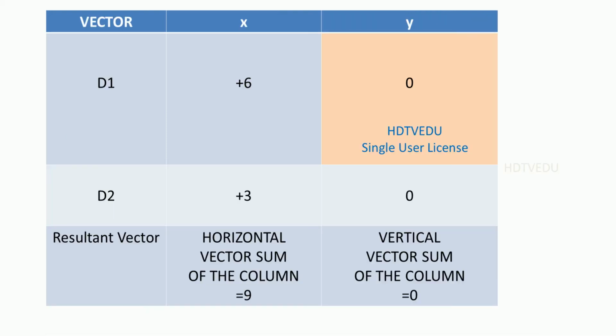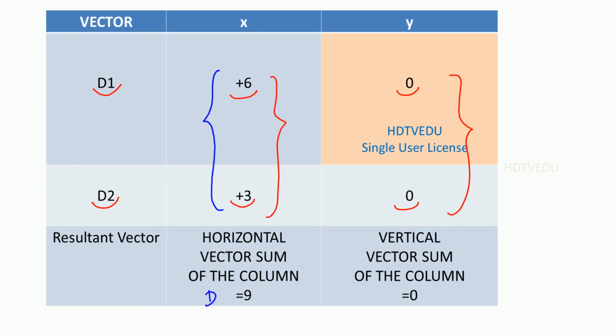So we can put all these into a table. We take the vector d1 and resolve it into x and y components. Take the vector d2 and resolve it into x and y components. Insert the direction, positive 6 and positive 3. Then the resultant vector of d1 and d2 will be easy to find. Add the x column, get dx. Add the y column, get dy. And then the resultant is given by the square root of dx squared plus dy squared.